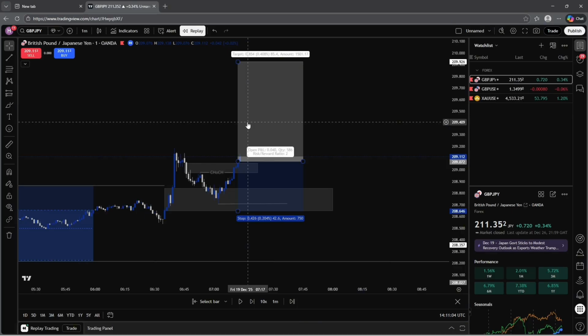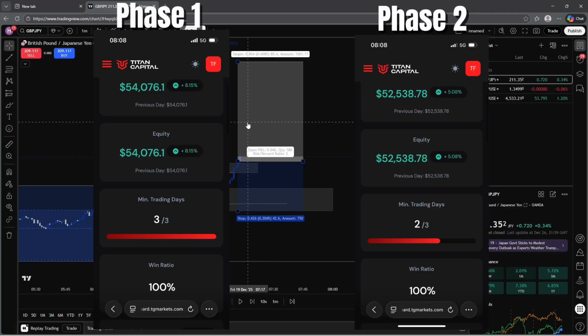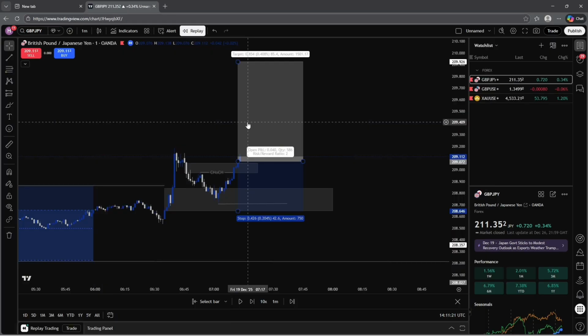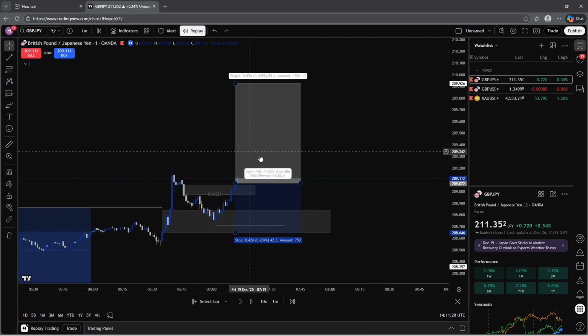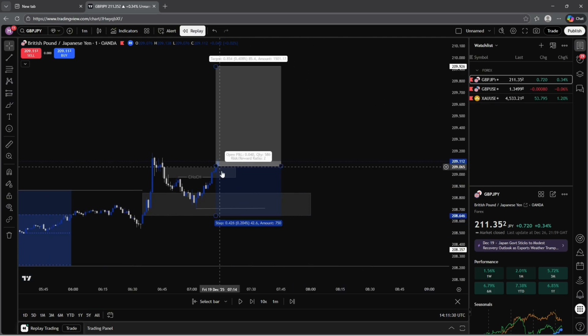Now I can show you the statistics of the funders that I have passed, proving my high win rate as well, which I will pop on the screen now. As you can see, for this challenge that I passed here with the 50k, I had 100% win rate for both phase 1 and phase 2. But anyways, let's get back into the trade. So stop loss, playing extra safe below the imbalance, take profit fixed 1 to 2. Let's see how the trade plays out.